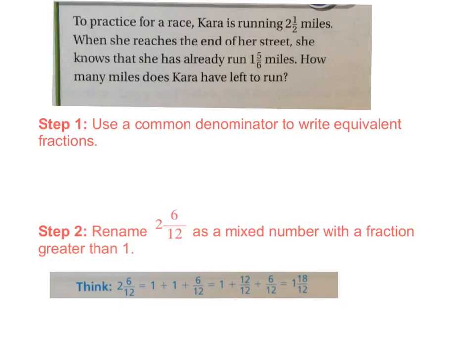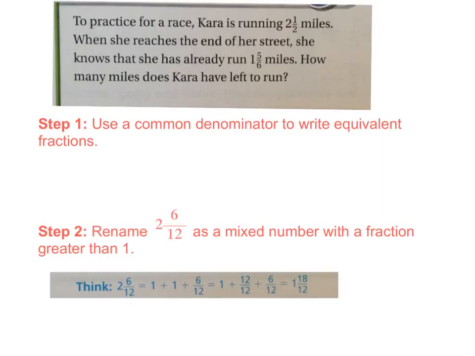So to practice for a race, Kara is running 2.5 miles. Okay, so her goal is to run 2.5 miles today. When she reaches the end of the street, she knows that she has already run 1 5/6 miles. How many miles does Kara have left to run?